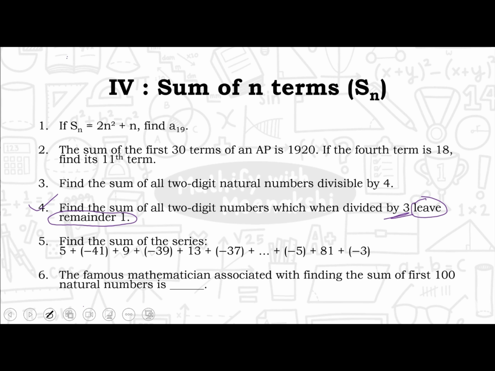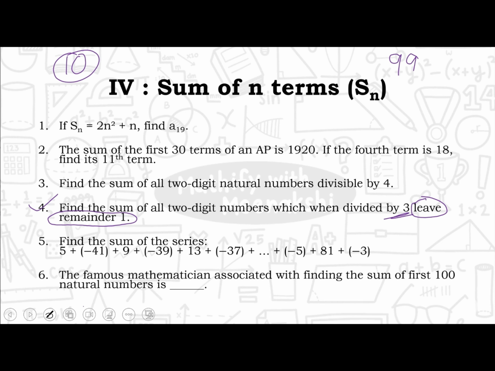So again it's two-digit numbers, so numbers are from 10 to 99. As I told you, just add 1 with the table of 3. So the first number, when you divide that by 3 and it leaves remainder 1, is 10. Now similarly think of the last number that is divisible by 3 and leaves remainder 1, that is 99 plus 100.